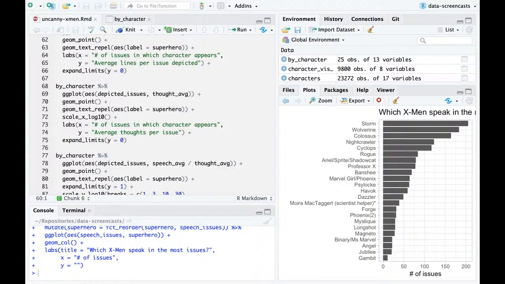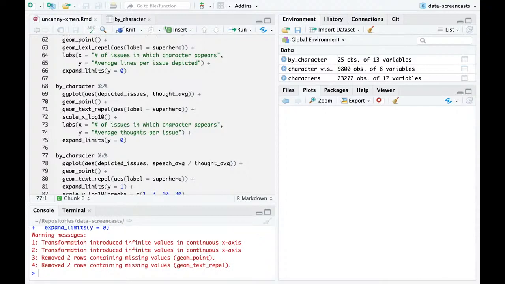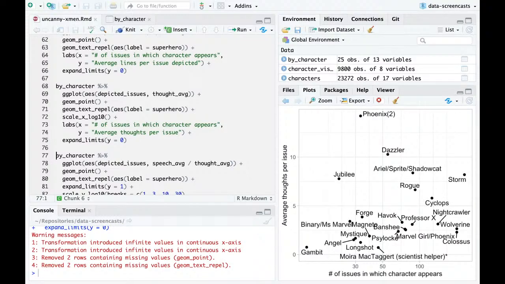All right. One is, are these weighted? I actually don't know what that question means. They're weighted by how many issues a character appeared in. Yes, I'm guessing that was the question. It's thoughts per issue.